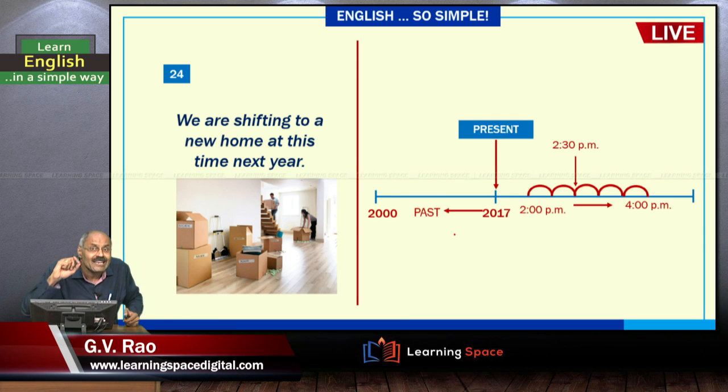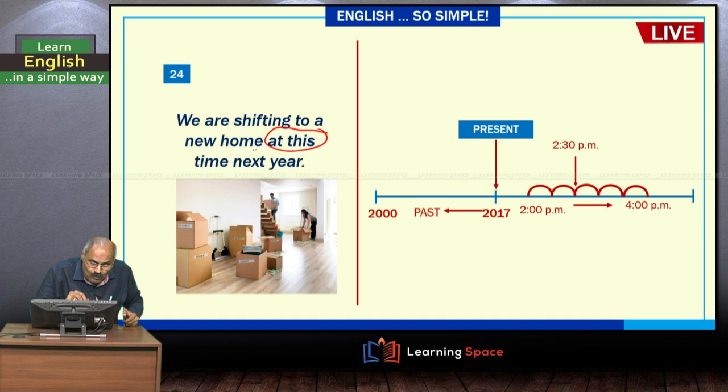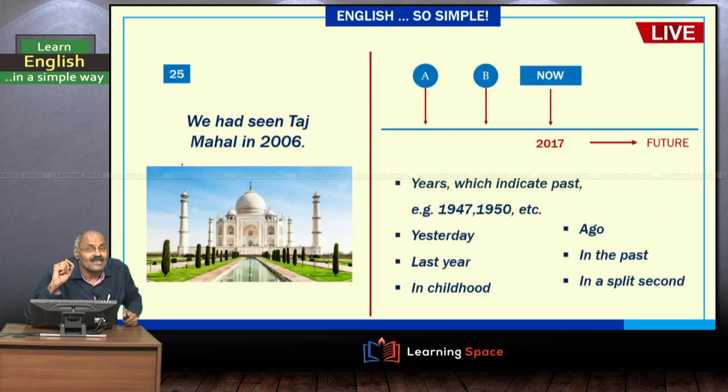We are shifting to a new home at this time next year. So, here the right sentence will be, we shall be shifting to a new home at this time next year. Please understand, at this time, most important. We shall be shifting to a new house at this time next year, right.